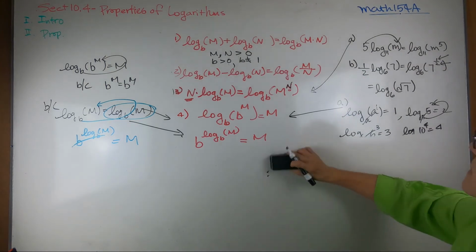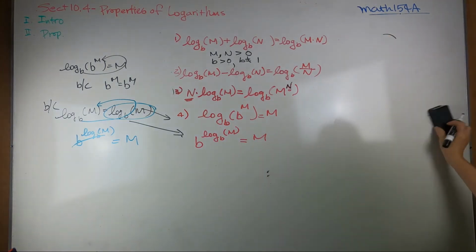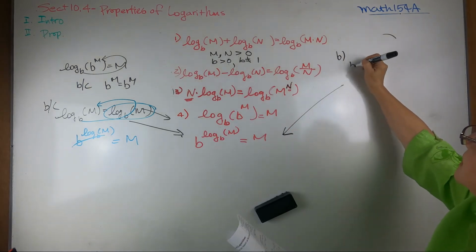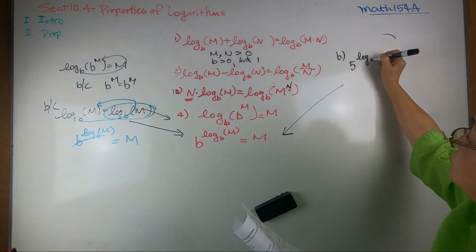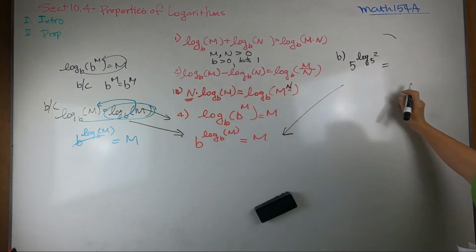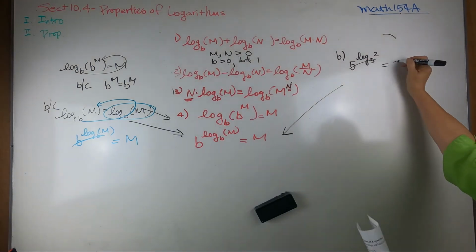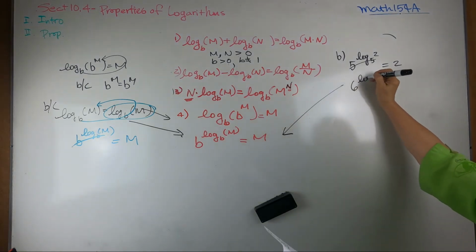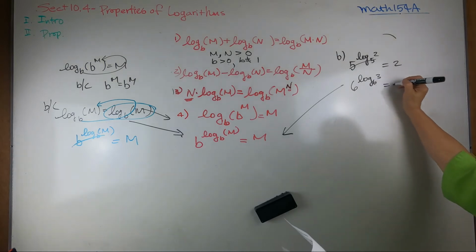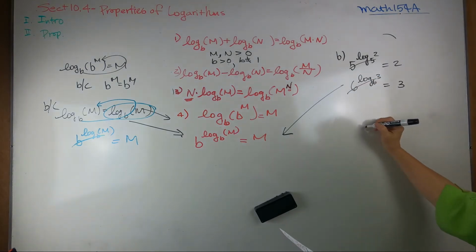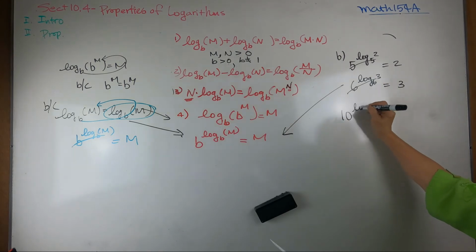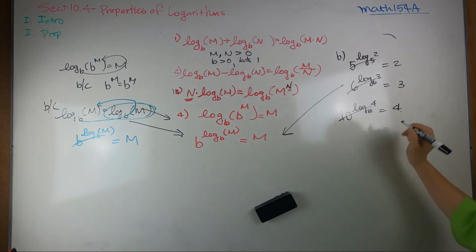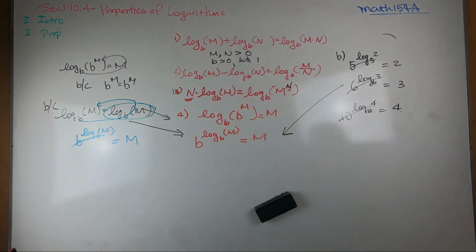Okay, then let's see some examples on this. So if we have 5 log, for your homework, you might have to practice those, okay? So you can cancel. It's 2. That's what it's saying. So if you have 6 log 6(3), that would be what? 3, right? If we have 10 log 10(4), that would be what? 4. That's what we are talking about.